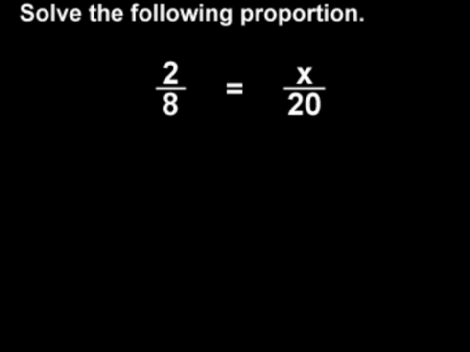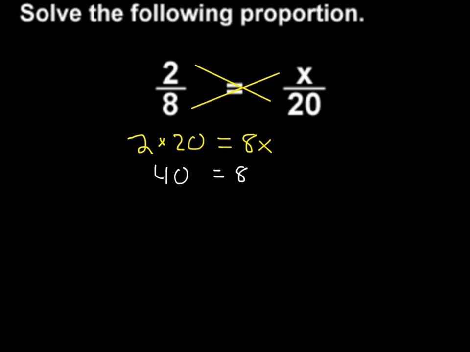So let's do some. So this is the first example. So how do we do it? We multiply 2 times 20 and 8 times x. So let's write this. 2 times 20 equals, write your equal sign, 8x. 8 times x is 8x. So this becomes 40 equals 8x. Now all I have to do to solve is divide by 8. Divide by 8. So x equals 5.